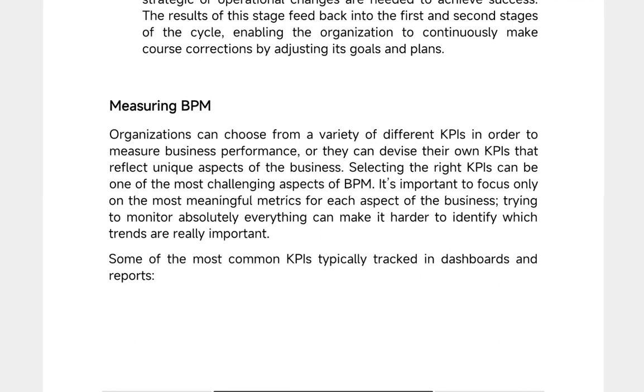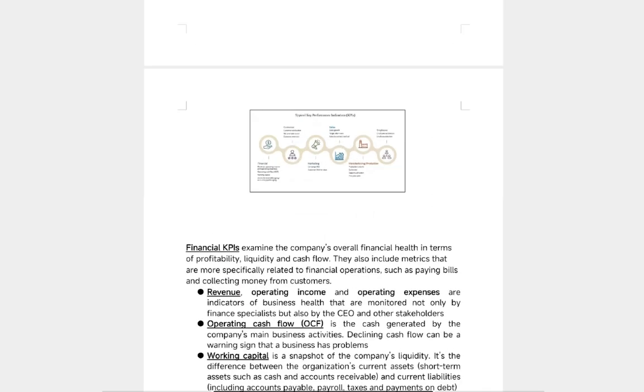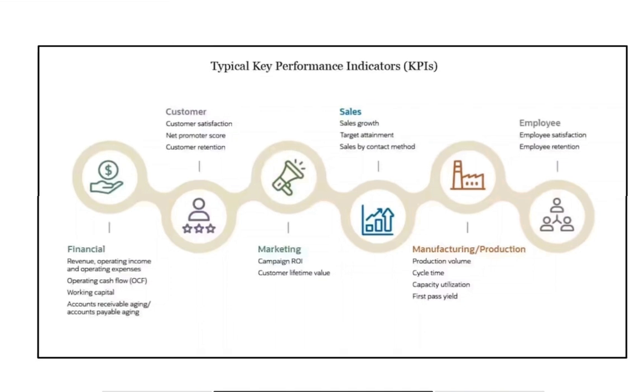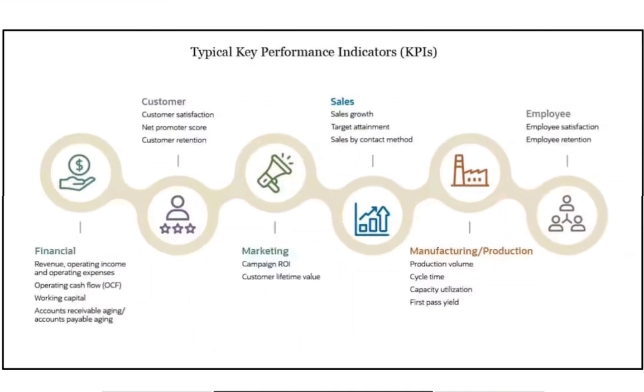Now there are a variety of KPIs which a company can use in order to measure their business performance. A company can also make their own KPI, which can be based on current KPIs, if their business model and function is unique and depends on the business goal. So it intends to focus on the main goal. Now what are the main goals? So we have here the typical key performance indicators. First one is financial, customer, marketing, sales, manufacturing, and employee.